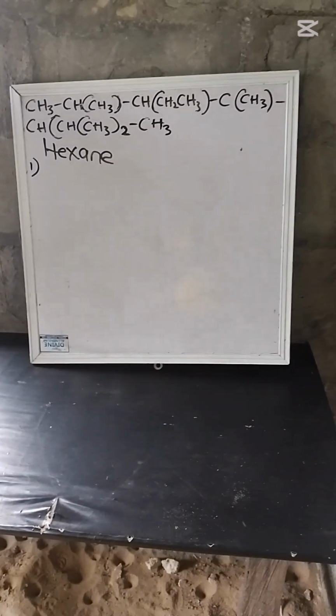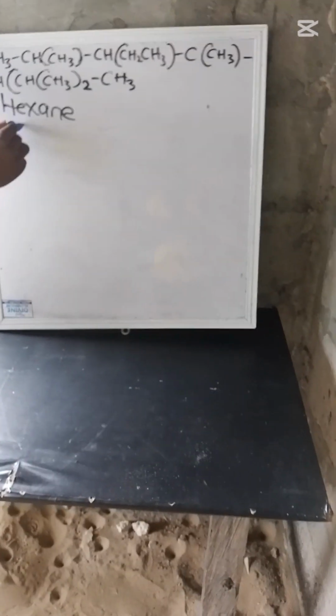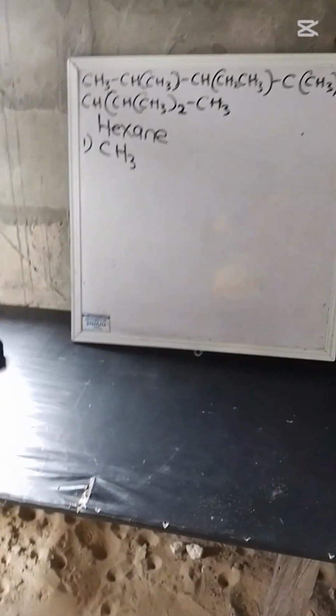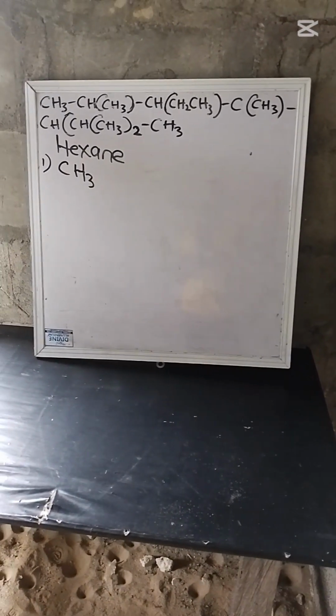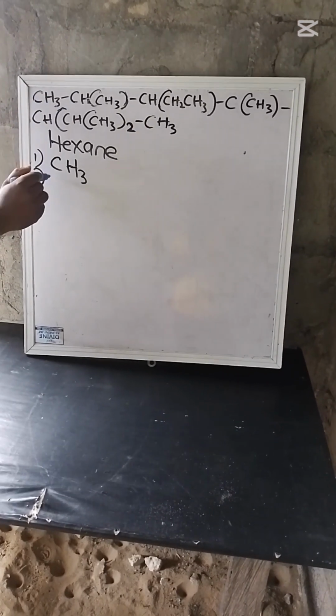classification and simplification. Now in the first carbon chain, I have CH3. This is a methyl. Since it's not in a bracket, or rather not carrying any substituent, we will leave it the way it is. On the second carbon chain, we have what?